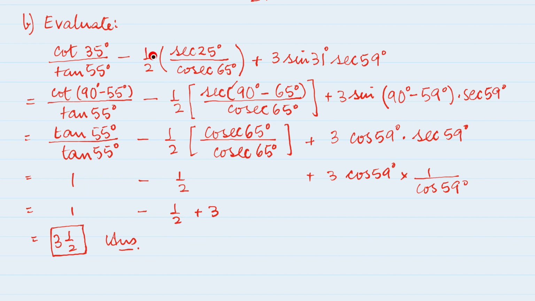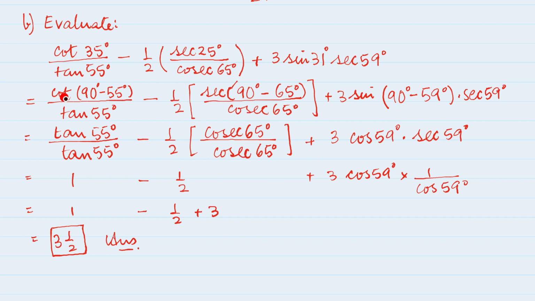Now second fraction, exactly the same thing. We copy this. Then sec 25. What is 25? 90 minus 65. So we write sec as it is, and for 25, write 90 minus 65. Copy this denominator as it is. Come to the last term. 3 sine 31 becomes 90 minus 59, because 90 minus 59 gives us 31. So in place of writing 31, we write this. Okay, and this we copy as it is, sec 59.